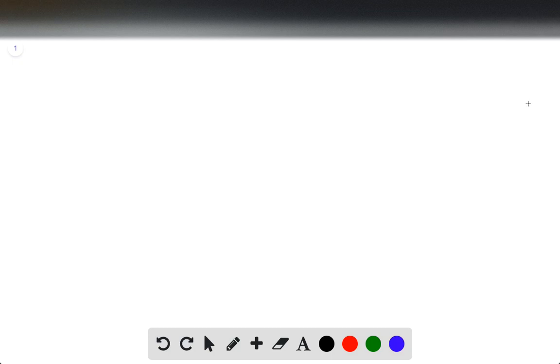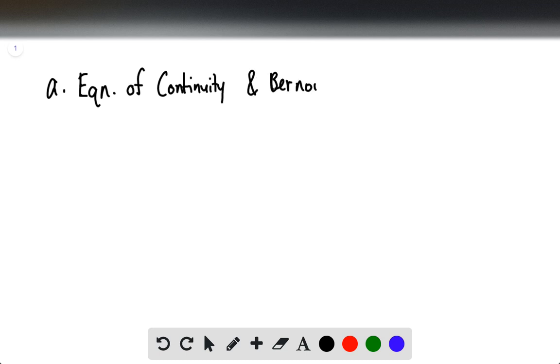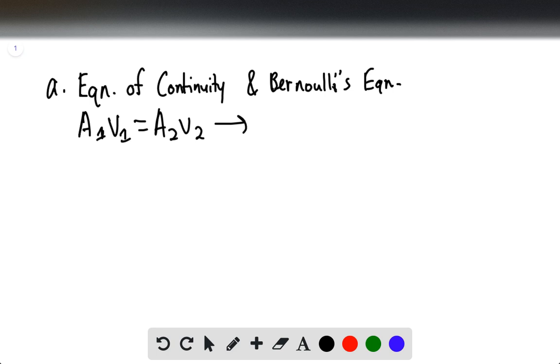So to find the reading on this venturi meter, for part A, we have the equation of continuity and Bernoulli's equation. So we can say that, this will be the equation of continuity, A sub 1, V sub 1 equals A sub 2, V sub 2. So the volumetric flow rate is constant. And then we can say that V sub 2 equals A sub 1, V sub 1 divided by A sub 2. So that would be that.